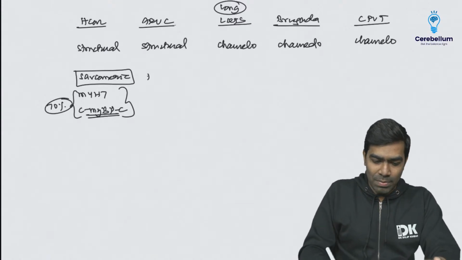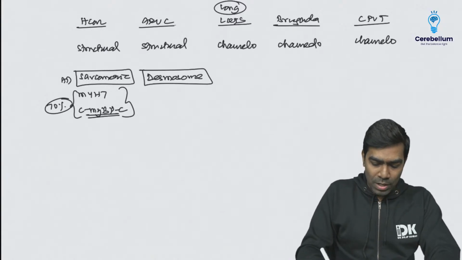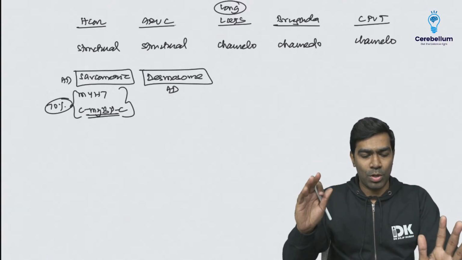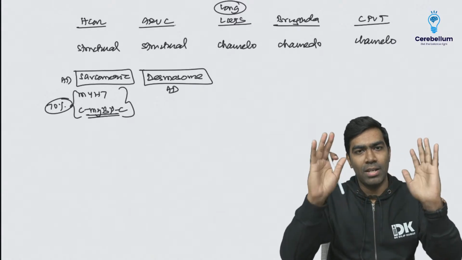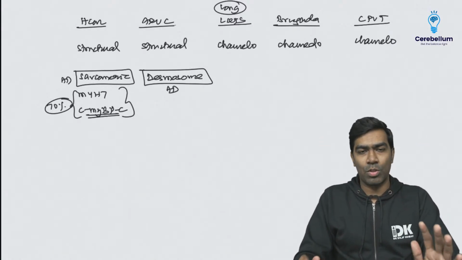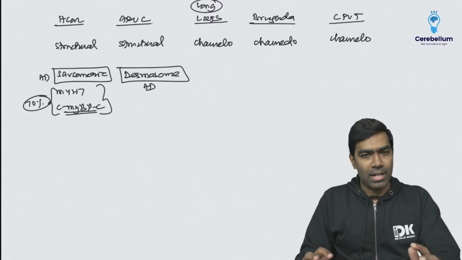And ARVC is basically due to desmosomal mutations. Predominantly both are autosomal dominant disorders. ARVC is due to desmosomal mutations, which are nothing but cell-to-cell adhesion molecules. It could be desmoplakin, desmoglein, something like that, that could be mutated.